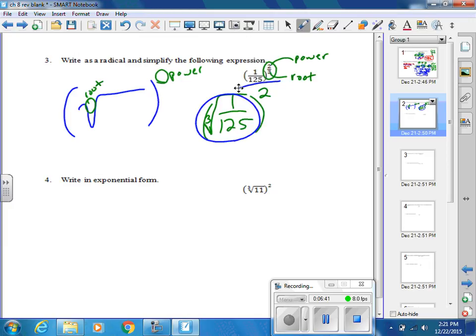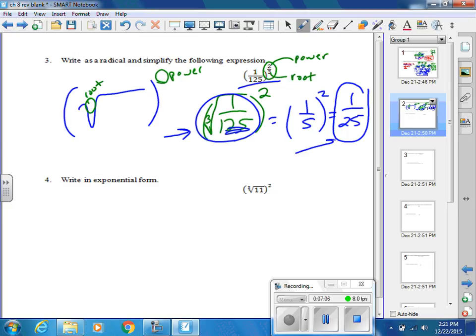Now, I'm going to go ahead and take the cube root of this first, okay? I know that 5 cubed is 125, so this denominator is going to be 5. What's the cube root of 1, or what's 1 cubed? It's always going to be 1. So I know 1 over 5, that takes care of my radical, squared. So now I just do 1 squared and 5 squared, which is going to give me 1 over 25. That's my answer, okay? And the first step was to rewrite it, and then I got an answer.